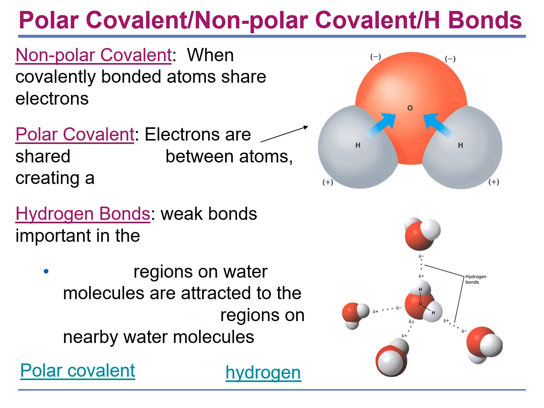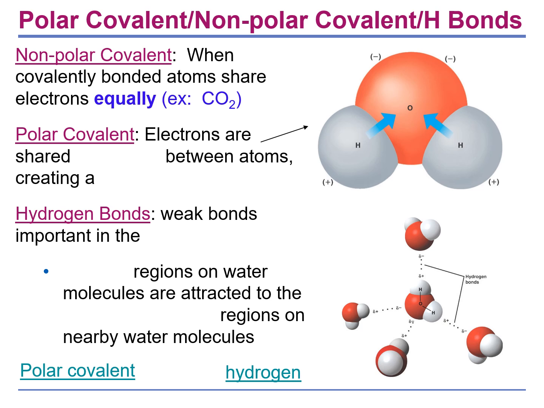So now let's learn in more detail about polar covalent, nonpolar covalent, and hydrogen bonds. Hydrogen bonds are also known as H bonds. Nonpolar covalent bonds are when covalently bonded atoms share electrons equally. An example of this is CO2, and what this means is that the electrons spend their time going around all of the atoms that are bonded together equal times.